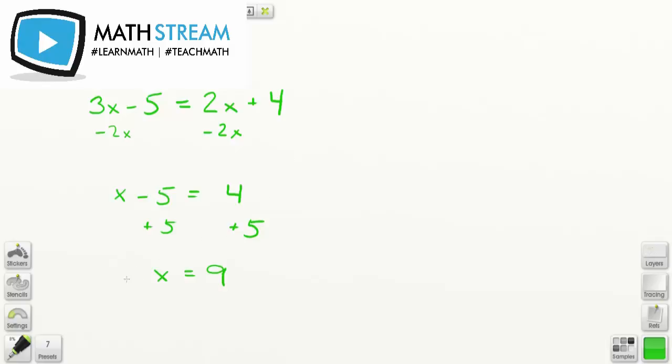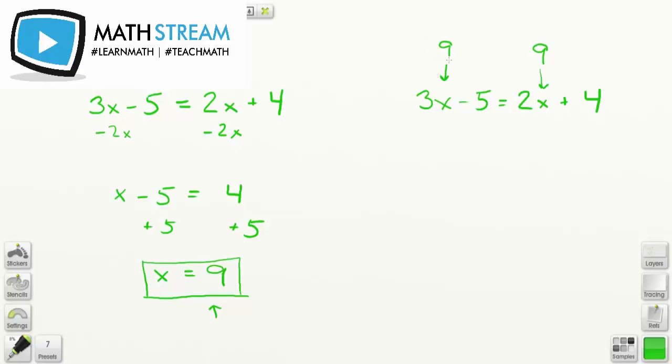What I want us to talk about now is how do I know that I got the correct answer? If you're the type of student who likes to go back and check your answer, how do I know that x equals 9 is correct? Well, here's what it means. It means that if I go back to my original equation, which I'm going to write again here, 3x minus 5 equals 2x plus 4, if I replace this mystery variable with the number 9, which is what I said my answer is, I should get a balanced equation.